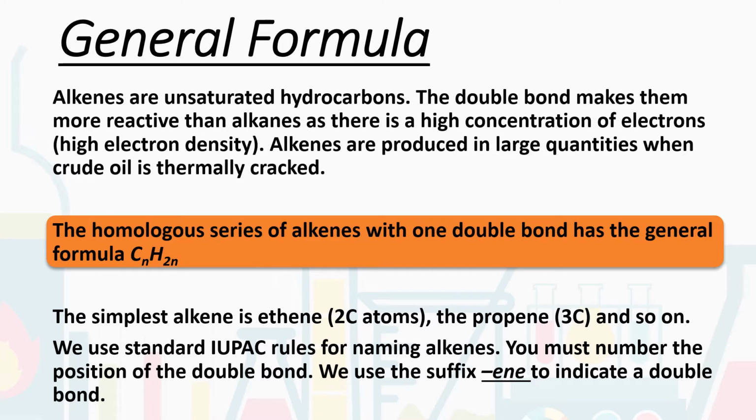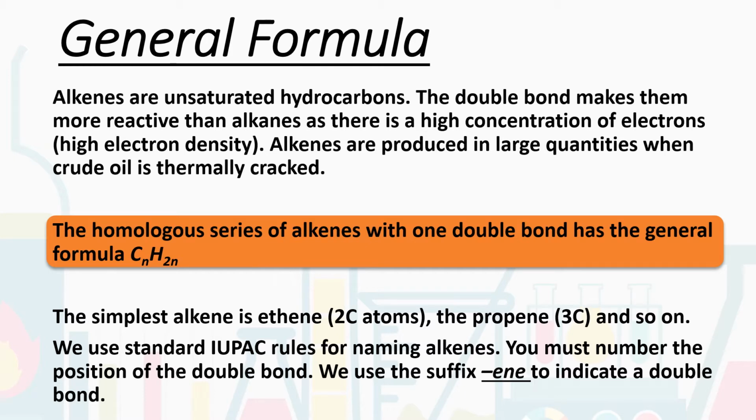So the double bond, we use the suffix "ene" to indicate there's a double bond, and we must number the position of that double bond. And the double bond numbering starts at the carbon that it starts at. So if we have an example of propene, if we had a carbon-carbon double bond and then our CH3 group at the end, that would be prop-1-ene, because the double bond has started on the first carbon.